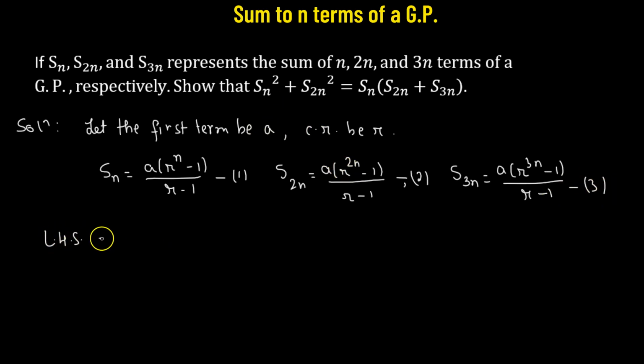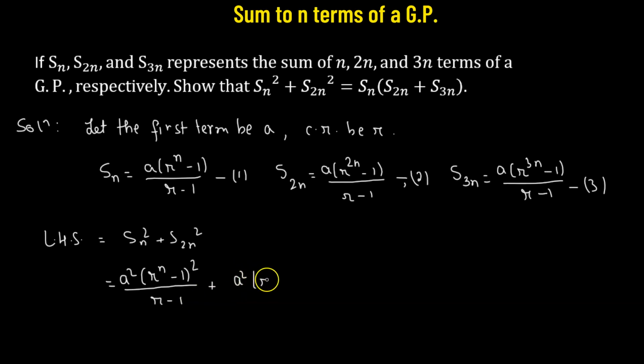So let's begin from the left hand side of the given equation. On the left hand side, we have Sn squared plus S2n squared. So we'll replace these values. Sn squared will be a squared multiplied by (r^n - 1) whole squared divided by (r - 1) squared, plus S2n squared, so that will be a squared times (r^(2n) - 1) whole squared, with (r - 1) whole squared in the denominator for both terms.